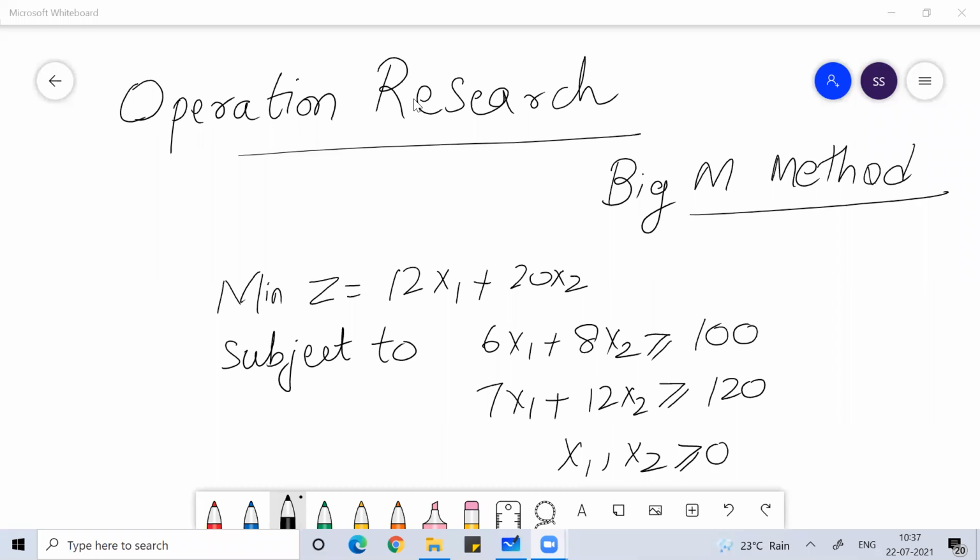Good morning, everyone. Welcome to the class on operation research. In today's class, we'll discuss the very important concept of simplex method, which is called the big M method.